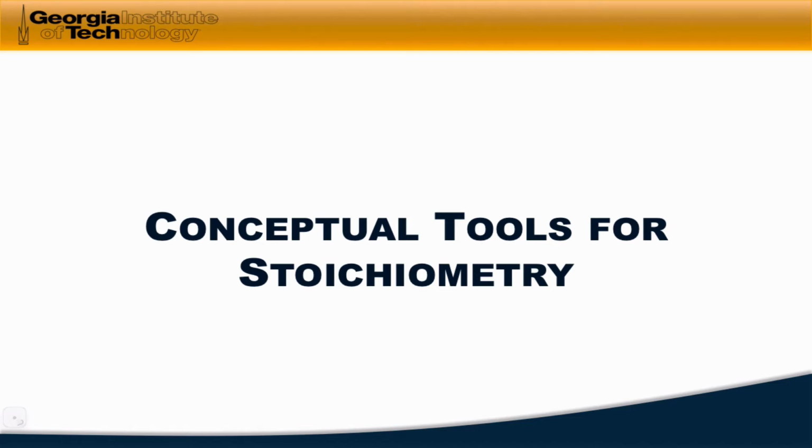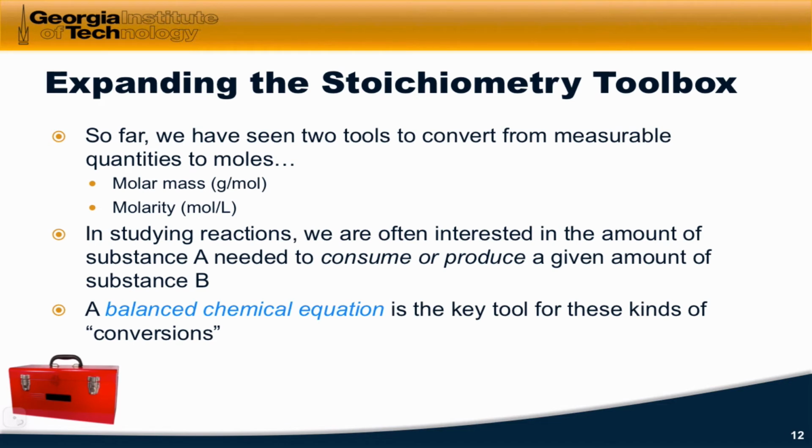Let's now expand our conceptual toolbox for stoichiometry. So far, we've seen two tools that we can use to convert from measurable laboratory quantities into moles: molar mass, which is grams per mole, and molarity, which is the moles of solute in a solution divided by the liters, or the volume, of the solution.